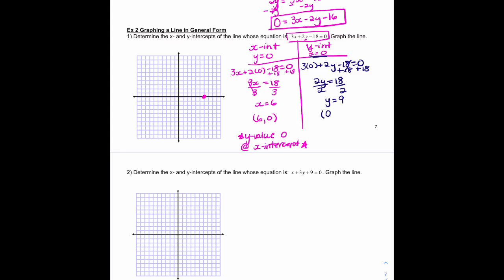Again, this point, my x is 0. My y is 9. So reminder, x value is 0 at y-intercept. Okay, so 0 and 9, 1, 2, 3, 4, 5, 6, 7, 8, 9. And then I draw a line through it. So graphing a line, I'm going to go back to pink. There, awesome. So I'm going to let you do 2 by yourself because it is the same as example 1.